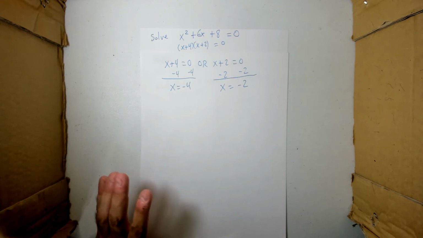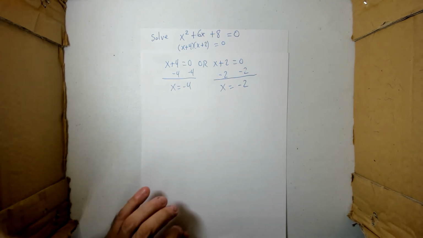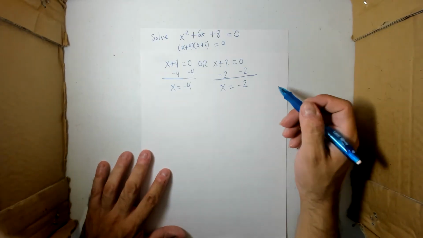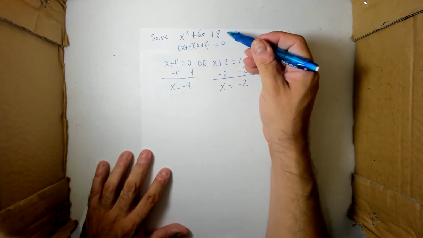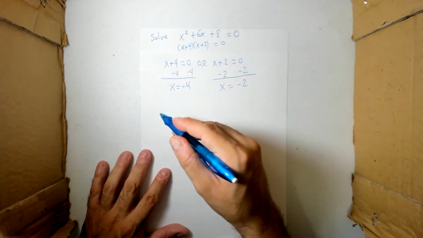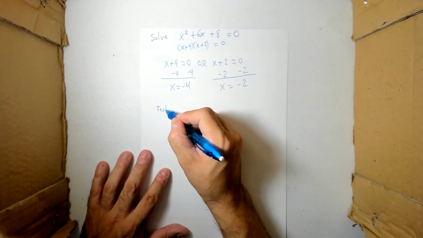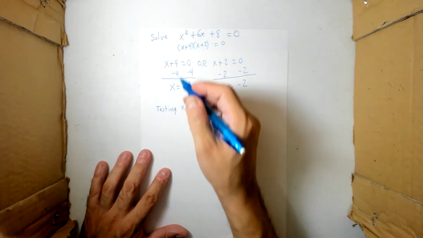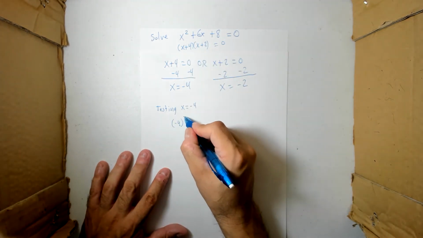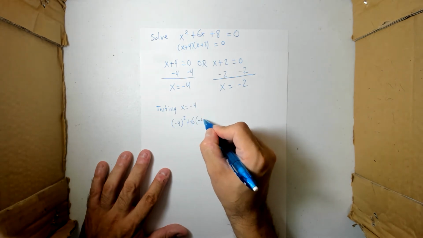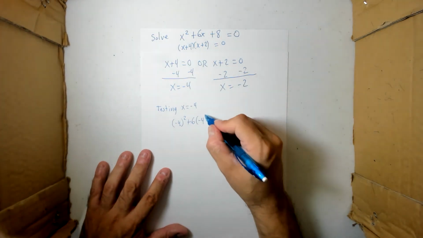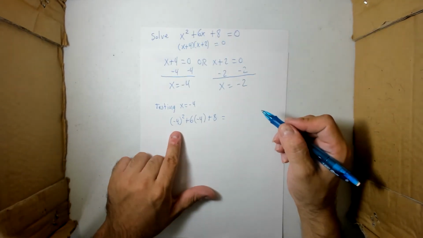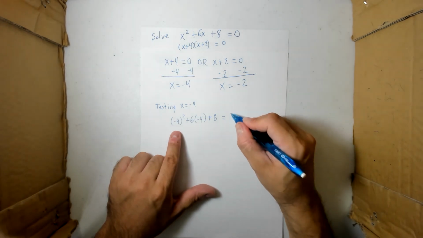Now, just to be completely sure that we've gotten the right answers, I'm going to plug these in. What do I mean by that? I'm going to see if they make this equation true. So let me start off with testing x equals negative 4. Negative 4 squared plus 6 times negative 4 plus 8 is going to equal, well, negative 4 times negative 4 is positive 16.